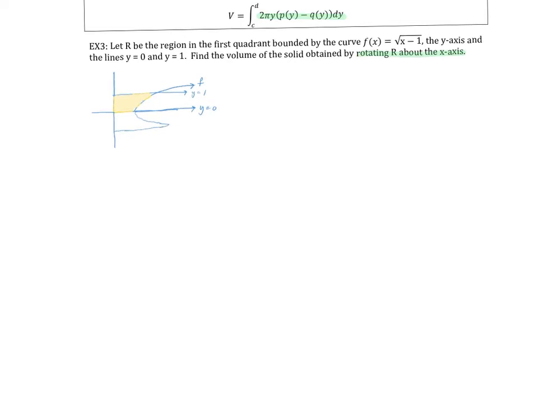with my sad picture where our shells are going to look something like this. So our shells are going to be on their side. So let's think about this. That means the height of a shell is this x value, right? The height of the shell corresponds to an x value.